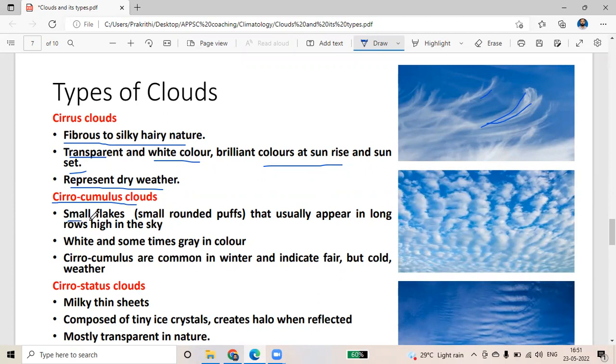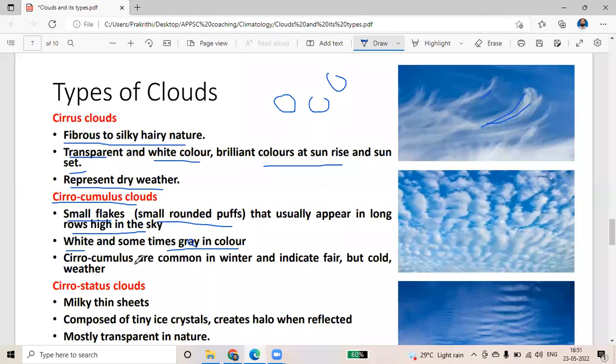This is actually small flakes or small rounded puffs जैसा है, ऐसा छोटा छोटा pieces होगा. That usually appears in long rows high in the sky. एक layer जैसा होगा and it has flakes like an egg shape होगा. And usually it appears as white color, but sometimes it can be gray in color भी आ सकता है, but usually it has white color.